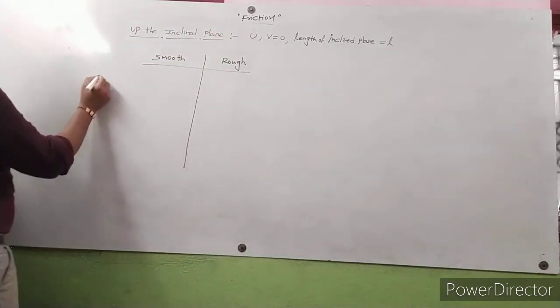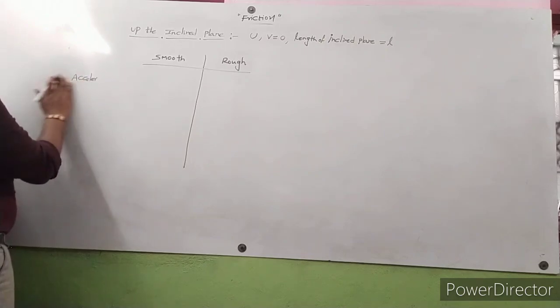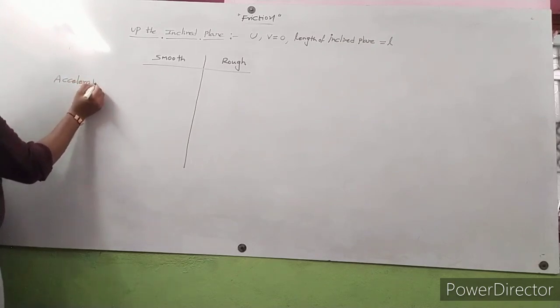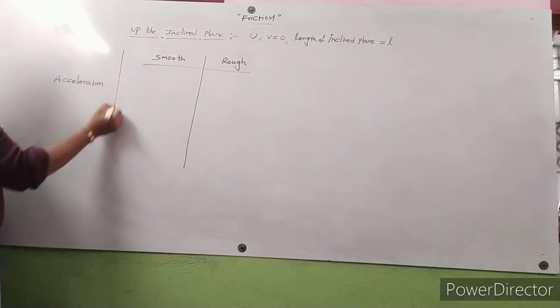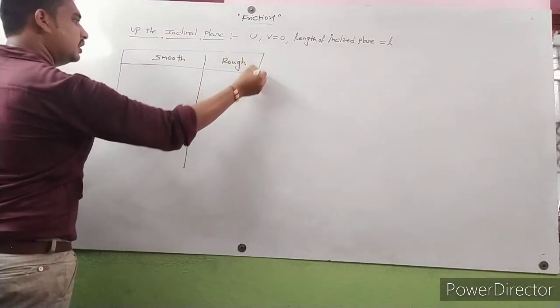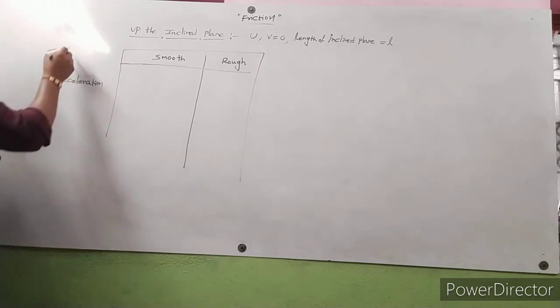Of the inclined plane, first one, acceleration. Final velocity comes to rest. Is it or not? Final velocity comes to rest.